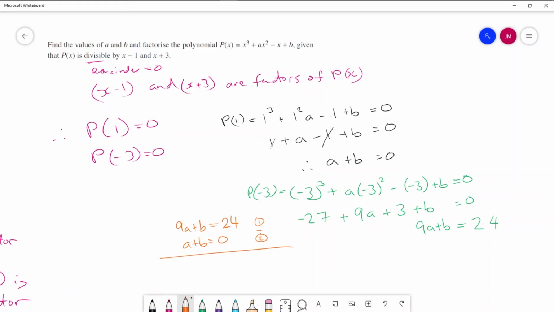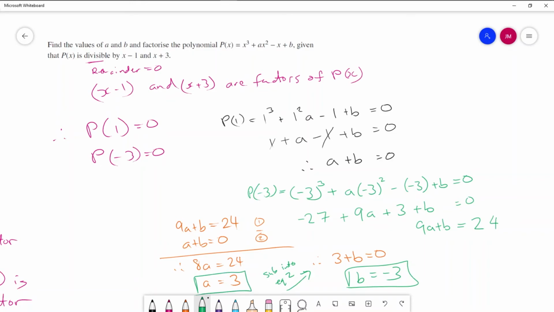So 9a minus a equals 8a. b minus b is 0. 24 minus 0. So therefore 8a equals 24. So a must be 3. Sub that into either equation. Easiest one to substitute is equation 2. So therefore 3 plus b equals 0. So if I sub into equation 2, I get 3 plus b, so therefore b equals negative 3. There's my two answers.